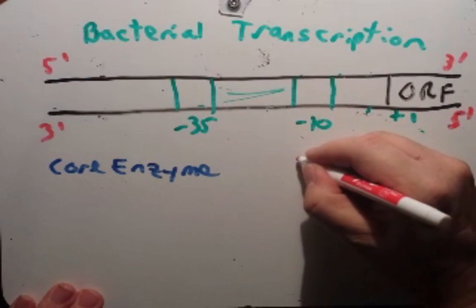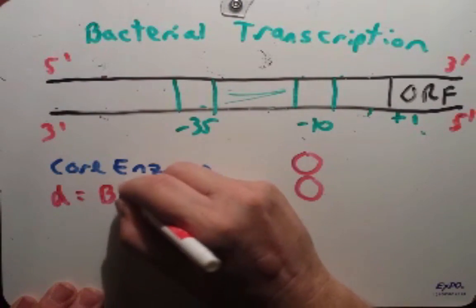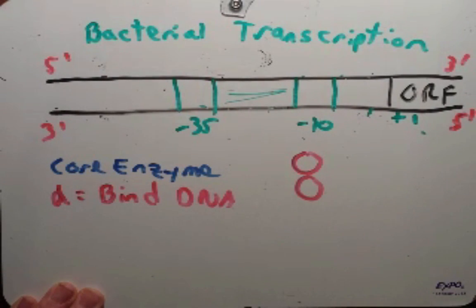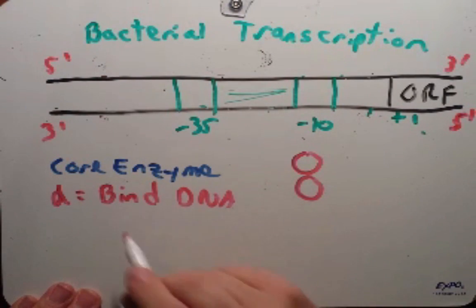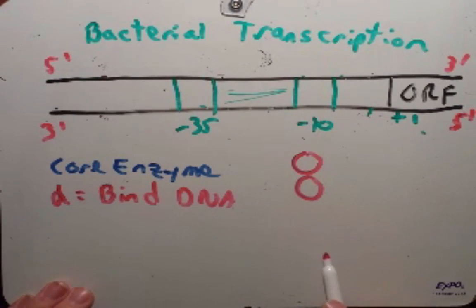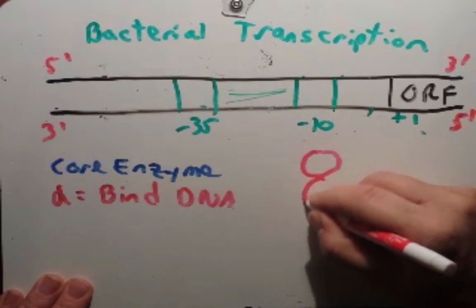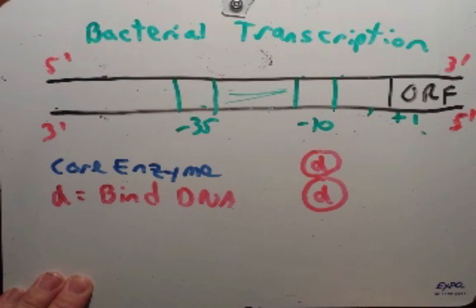We will have 2 alpha subunits, and the alpha subunits bind DNA. They are also important in providing structure to the overall enzyme. But their main claim to fame is that they are what actually binds the DNA. So let me draw these a little bit bigger. So these are the alpha subunits.